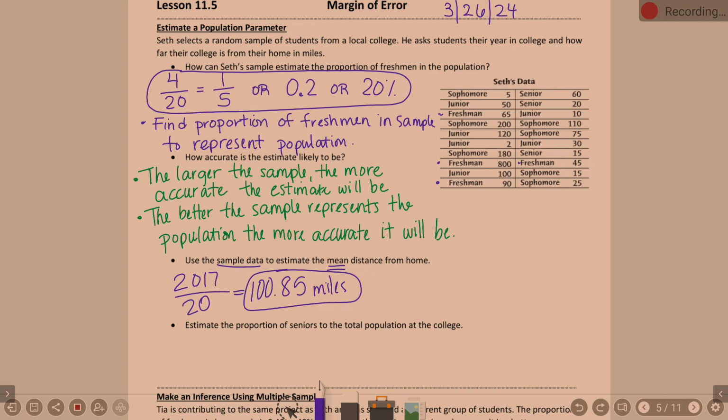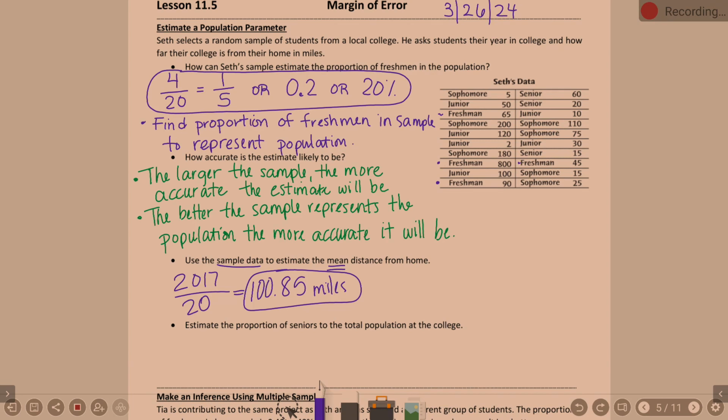Okay. Is that an accurate representation? Kind of hard to know, isn't it? Again, is 20 enough to really have a good representation? I don't know. I would definitely say maybe the freshman that lives 800 miles kind of threw things off a little bit. Because I'm not sure I would feel otherwise that the average would be around 100. I feel like it'd be lower, but 800 kind of throws things off a little bit.